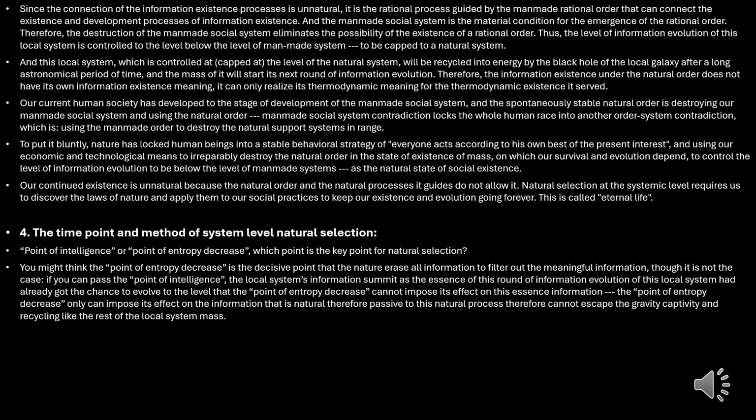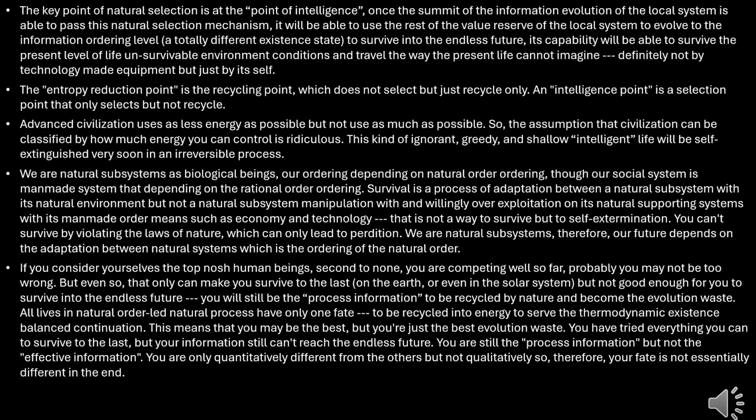If you can pass the point of intelligence, the local system's information summit, as the essence of this round of information evolution of this local system, has already got the chance to evolve to the level that the point of entropy decrease cannot impose its effect on this essence information. The point of entropy decrease can only impose its effect on the information that is natural, therefore passive to this natural process, and therefore cannot escape the gravity captivity and recycling like the rest of the local system mass. The key point of natural selection is at the point of intelligence.